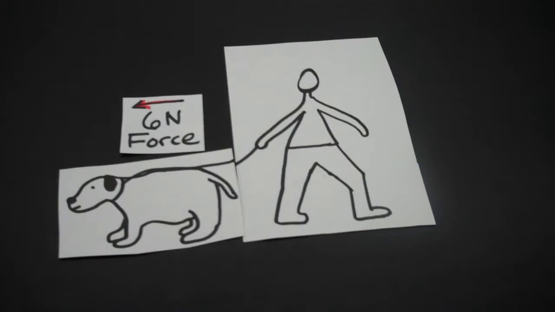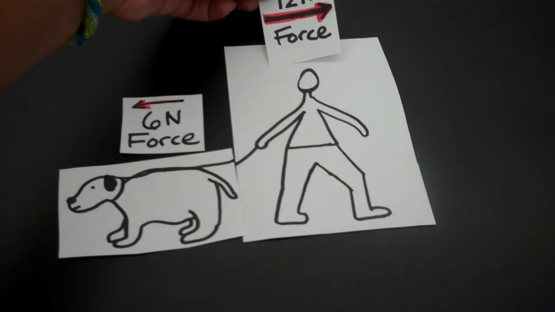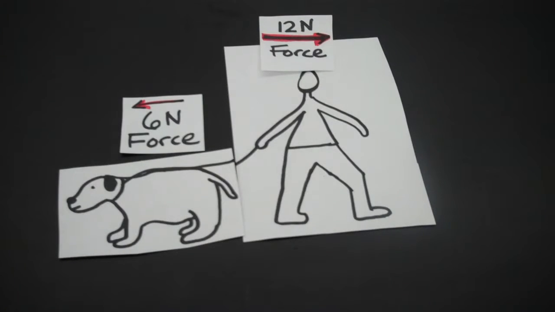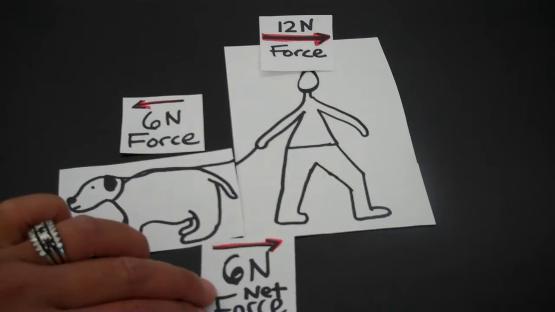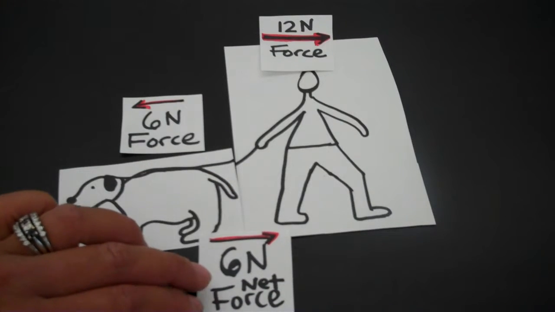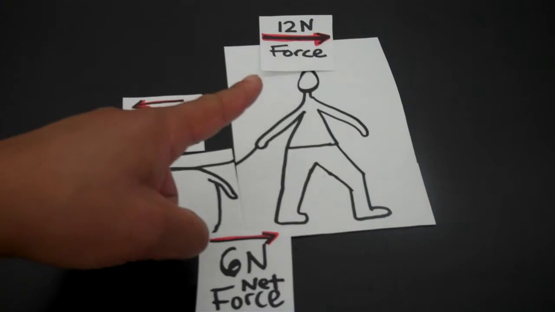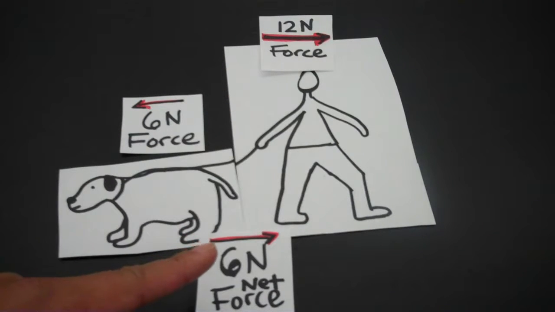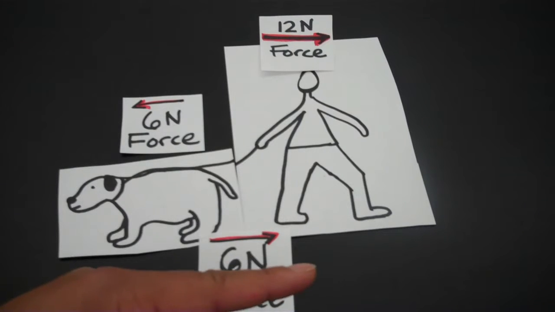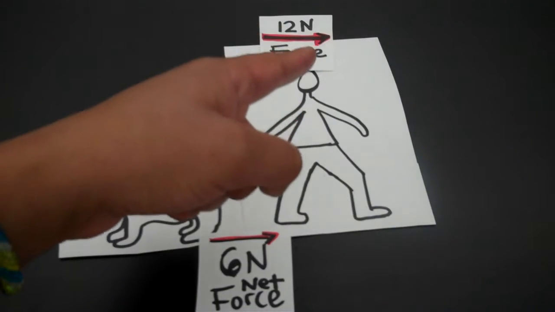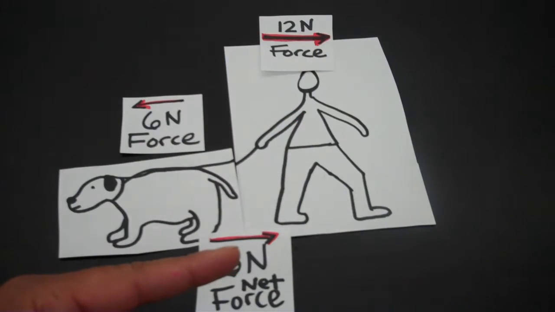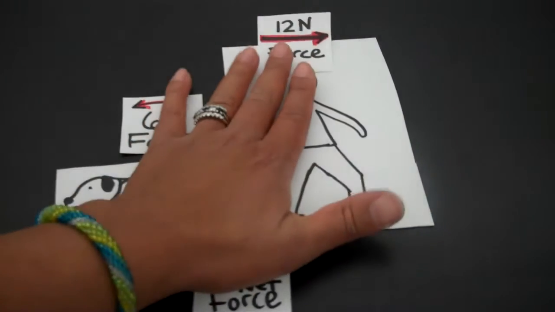The owner would like to go to the right, and he is pulling with a 12 Newton force to the right. The combination, or the winner, of what direction they're going to go is the bigger force, and in this case it's going to end up being 6 Newtons of force to the right, because there is 6 Newtons more on this side and they will move to the right.